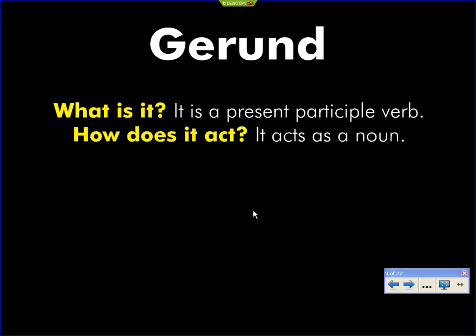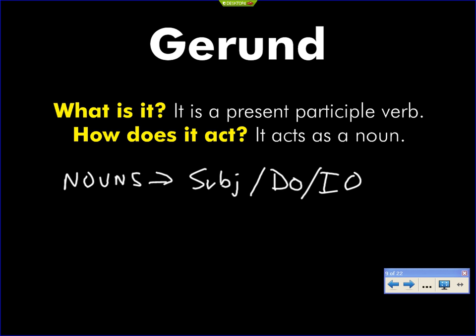Let's pause for a moment in our study of gerunds to remind ourselves of something really important. Nouns. In a sentence, nouns can only perform 5 discrete actions. What can they be? Subject, direct object, indirect object. Zach, you got predicate nominative. Nope, because that's an adjective.